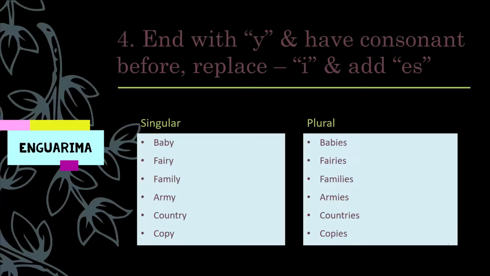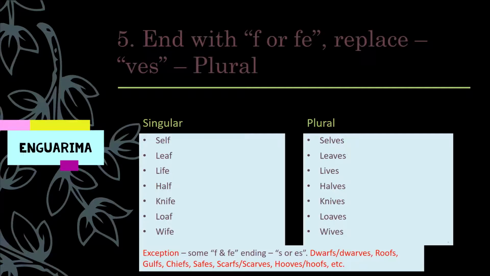Let's see another rule. Now let's see some singular nouns ending with f or fe letters. We will replace them with ves to make plurals. Let's see some examples. Self, selves, leaf, leaves, life, lives, half, halves, knife, knives, loaf, loaves, wife, wives.